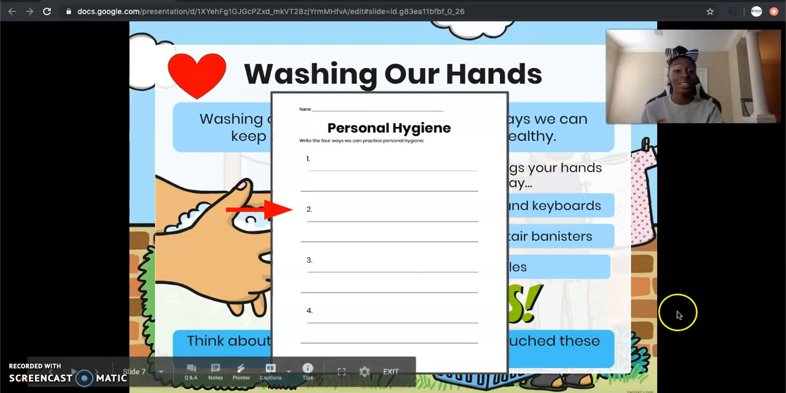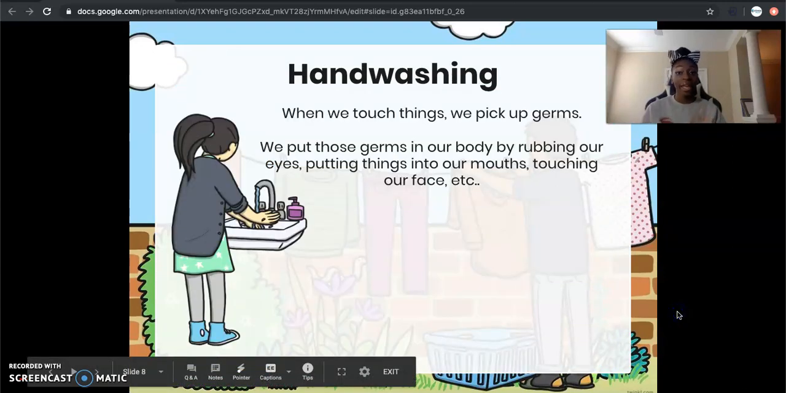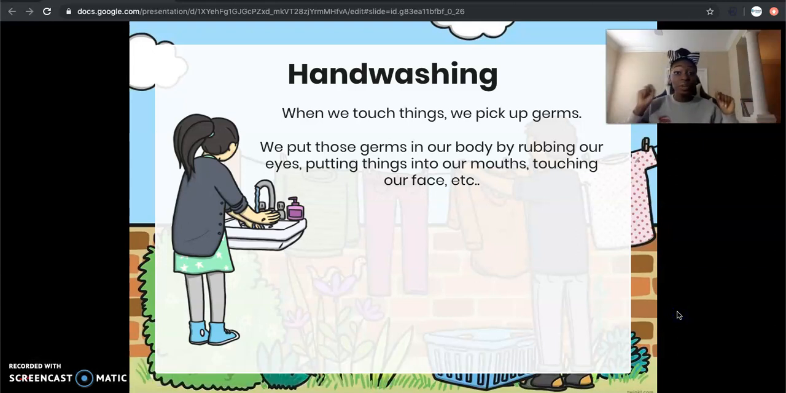So moving on to the next one. Hand washing. So when we touch things, we pick up germs. We put those germs in our bodies by rubbing our eyes, by putting things in our mouth, like if you're eating some chips and you're putting the chips in your mouth, by touching our face, touching our nose, and etc.